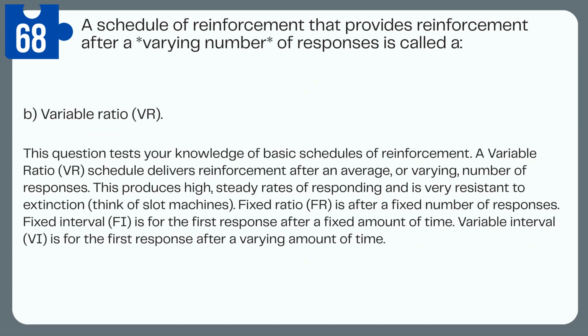Answer: B. Variable ratio, VR. This question tests your knowledge of basic schedules of reinforcement. A variable ratio, VR, schedule delivers reinforcement after an average or varying number of responses. This produces high, steady rates of responding and is very resistant to extinction. Think of slot machines. Fixed ratio, FR, is after a fixed number of responses. Fixed interval, FI, is for the first response after a fixed amount of time. Variable interval, VI, is for the first response after a varying amount of time.